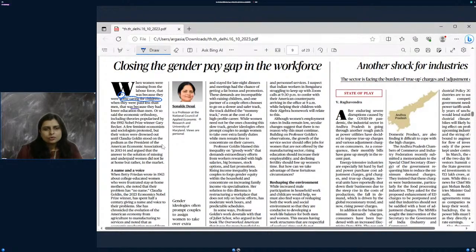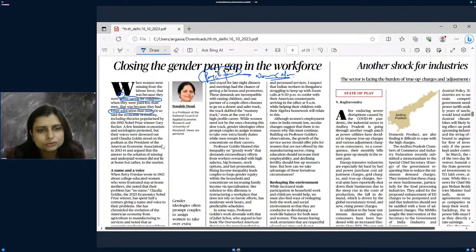That was because they had lower education than men. That means one thing they are targeting is that pay disparity was there. One reason for that was that the educational qualification of women was much lower compared to men's. Also said the economic orthodoxy, including theories popularized by the 1992 Nobel Prize winner Gary Becker. A few feminist economists and sociologists protested, but their voice was drowned out until Claudia Goldin stood on the podium as the president of the American Economic Association in 2013 and 14 and argued that the answer to the problem of missing and underpaid women did not lie at home, but rather in the market.